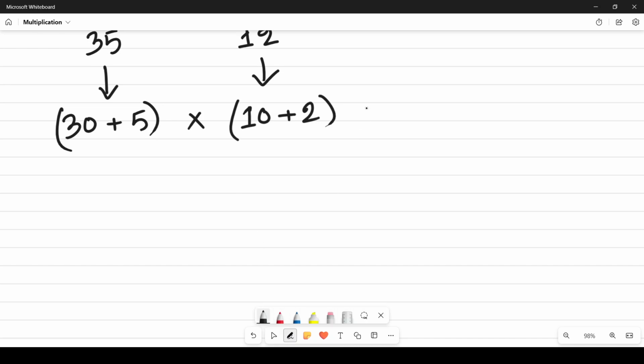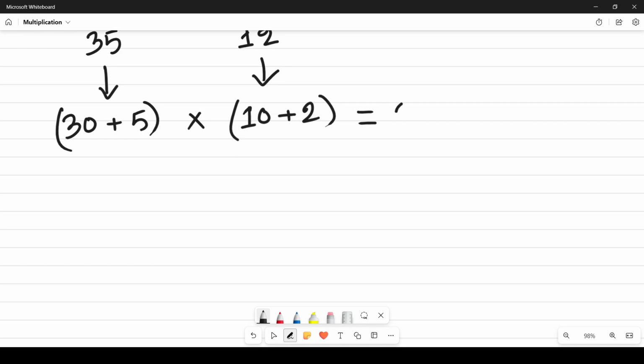So if you remember the multiplication of such values, it's actually saying that we need to multiply all these individual numbers with everything which is on the right side of the multiplication operator.